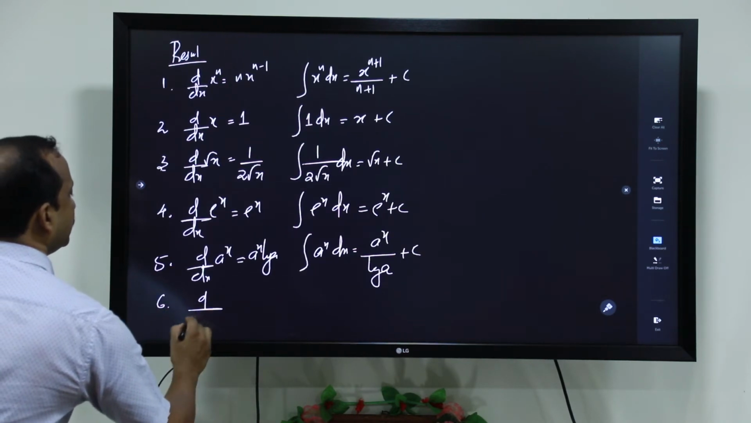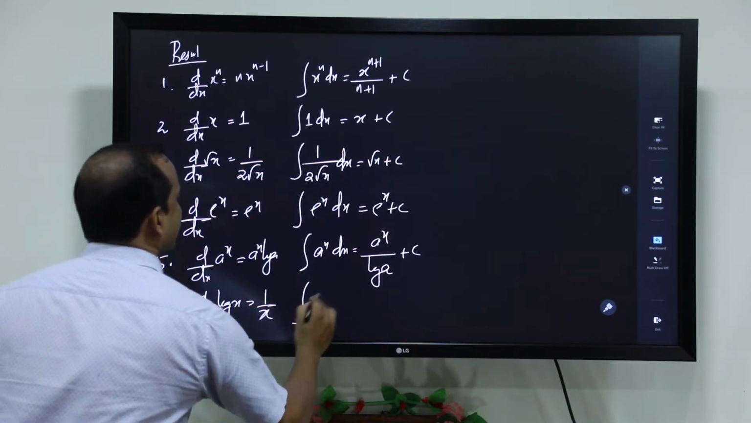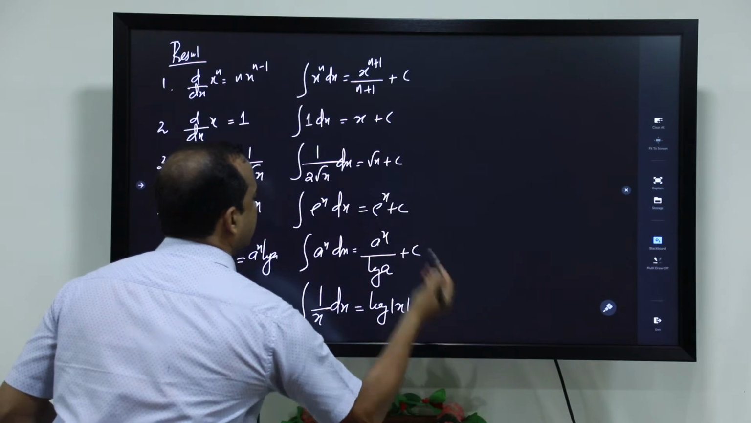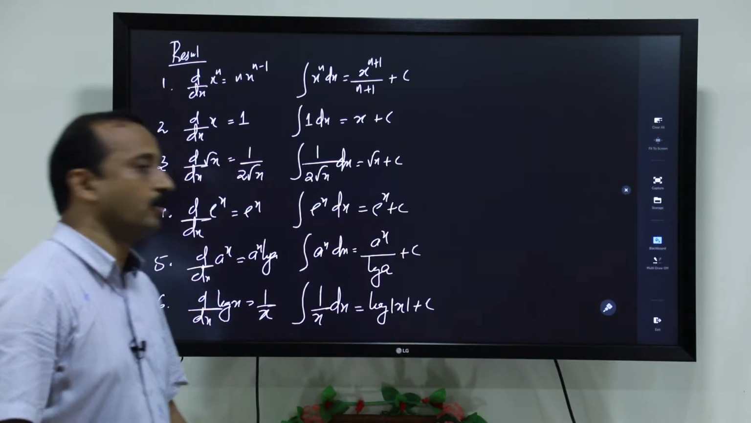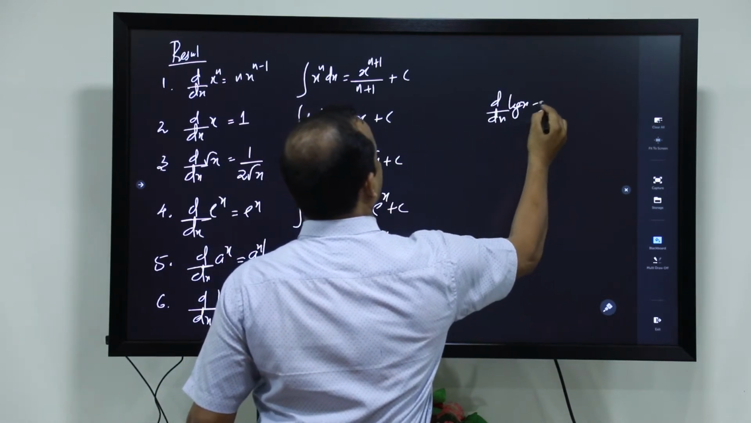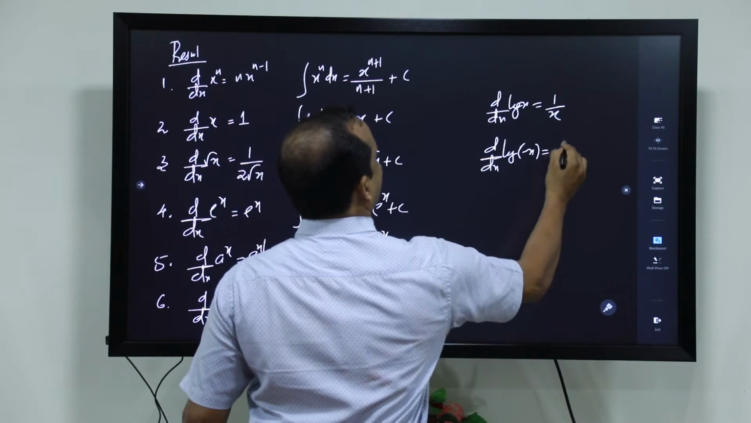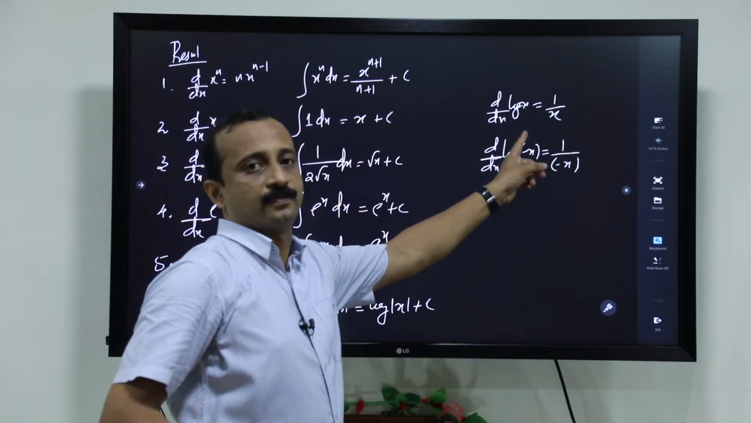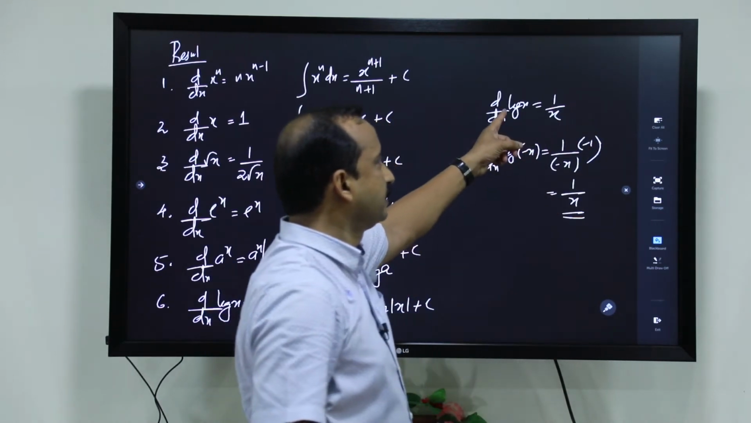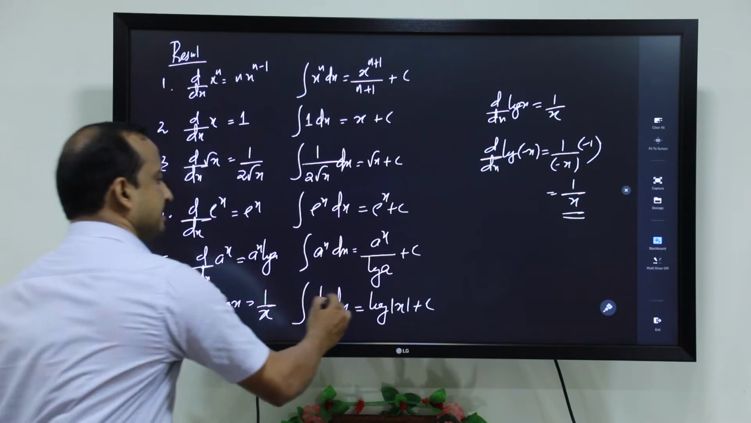Then d by dx of log x, answer is 1 by x, and integral of 1 by x into dx, answer is log mod x plus c, because you know the derivative of log x is 1 by x, and the derivative of log minus x is 1 by minus x into, using function of function, derivative of minus x is minus 1, we get answer 1 by x. From these two cases, log x and log minus x combine to form log mod x, that is integral of 1 by x into dx, answer is log mod x.